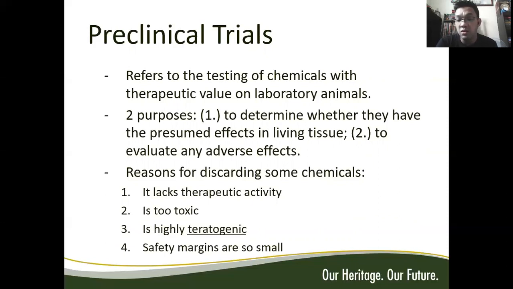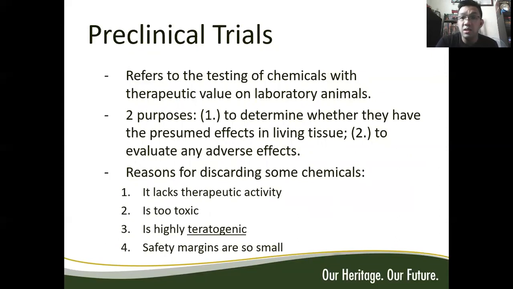Now, at this early stage of drug development, scientists can immediately discard some drugs or chemicals. Number one, they lack therapeutic activity. So it really doesn't work. It does not treat or cannot treat a certain disease. Number two, it is too toxic. If it's too toxic, it's a big no-no in the drug industry. It can cause harm rather than wellness in a person.